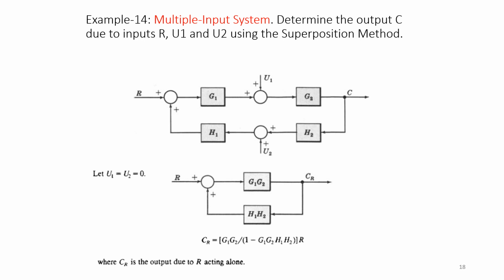Now this is an example of what I was talking about with three inputs, that is R, U1 and U2. In the first case, I am making U1, U2 as equal to 0 and I am finding the response for the input R. When these two are removed, G1 comes in cascade with G2 and H1 comes in cascade with H2, and your output response is taken as G1 into G2 divided by 1 plus G1 G2 into H1 H2 into your input R. This is the response for the input R.